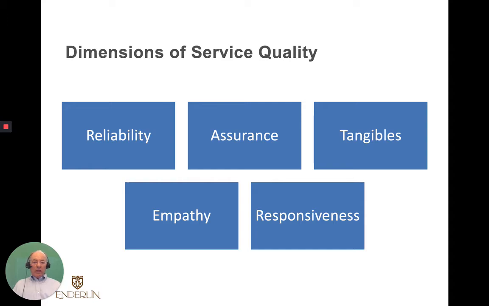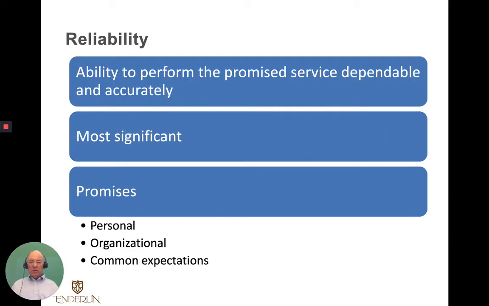So reliability, assurance, tangibles, empathy, and responsiveness, also known as RATER, R-A-T-E-R. Okay, that's a simple way to remember it, with reliability being the first and responsiveness being the last. So let's go through and talk about those a little bit more specifically.